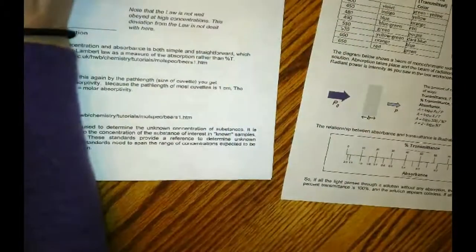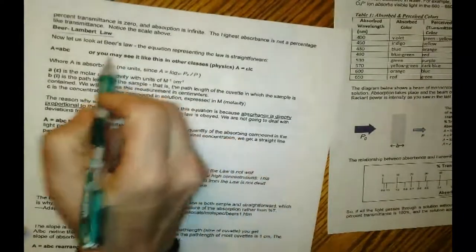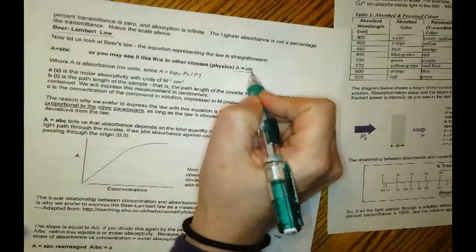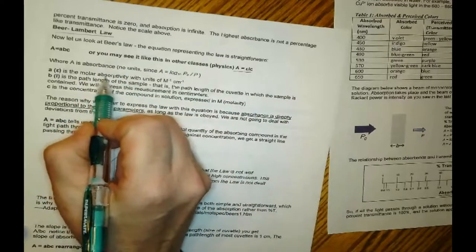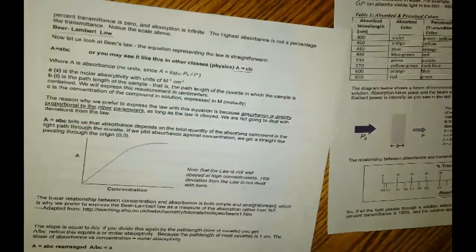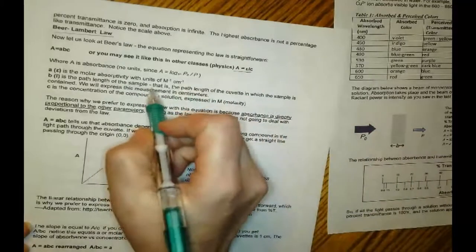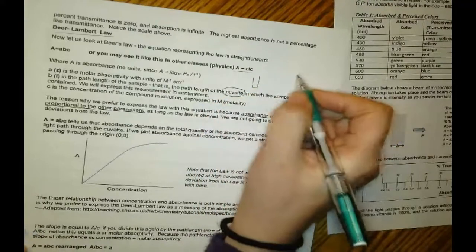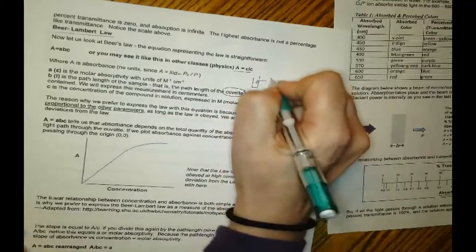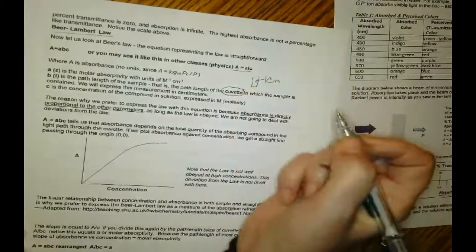And now we're going to look at Beer-Lambert's law, which is A equals ABC, okay? In physics you might see A equals epsilon LC. But basically, absorbance is going to equal the molar absorptivity. If it is absorbing more of the light, it's going to have a higher molar absorptivity. Times concentration times the path length. And remember, the path length is that cuvette, that little cube that has the sample in. In general, this cuvette is usually 1 centimeter.